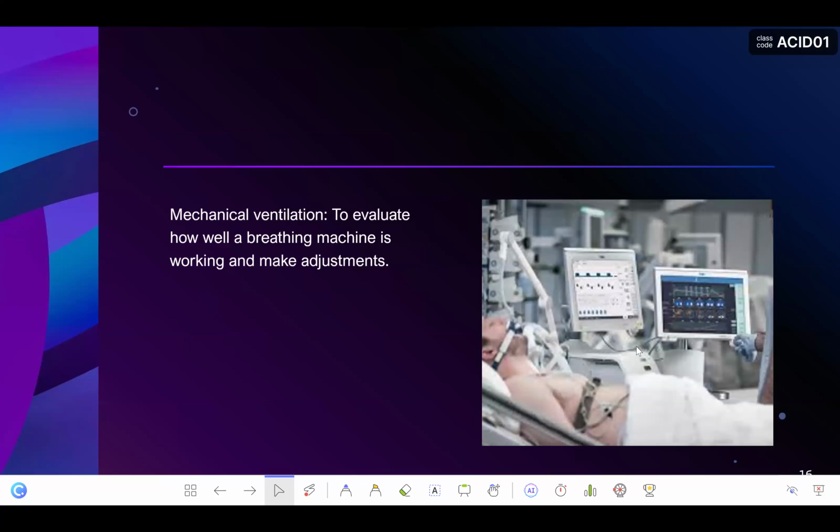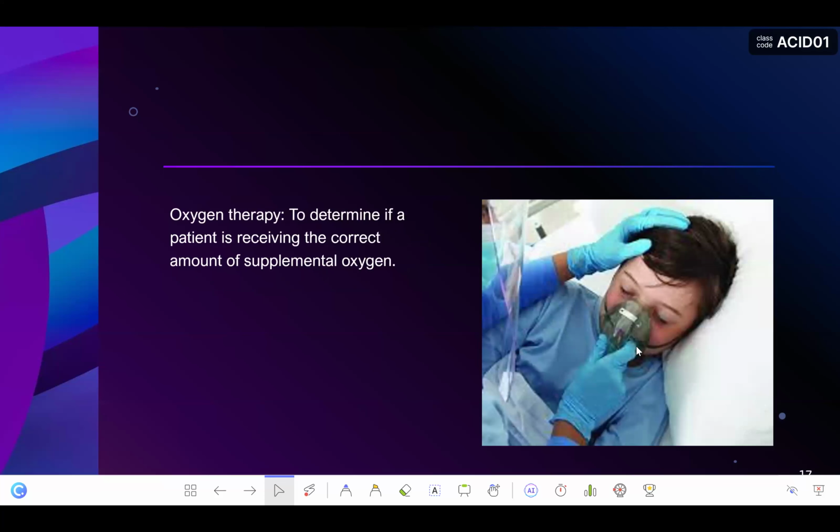Anytime that a patient is on a mechanical ventilator, we evaluate how well that machine is functioning and we make adjustments. In the career that I have, that's one of the things that I utilize ABGs for quite a bit: to make adjustments to a ventilator if we have a patient intubated and we put them on life support. With oxygen therapy, we can determine if a patient is receiving the correct amount of supplemental oxygen.